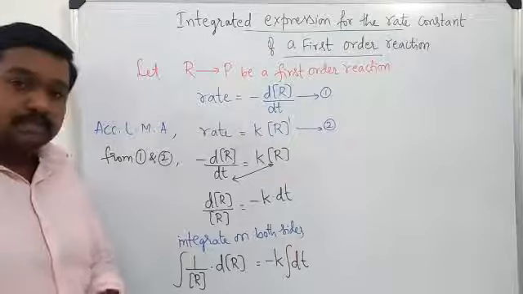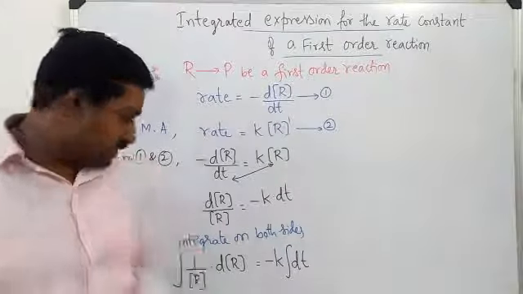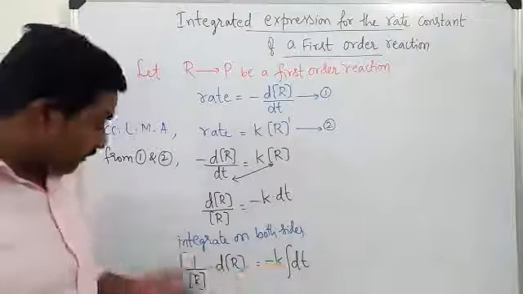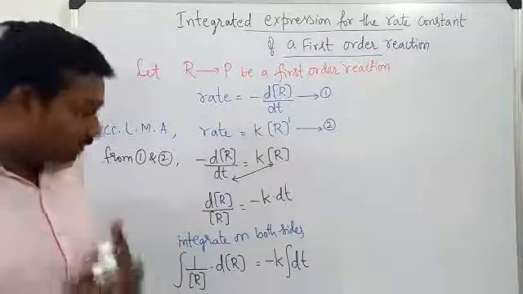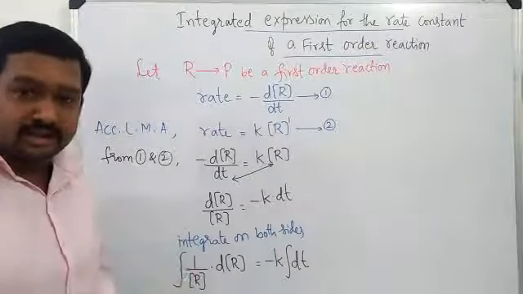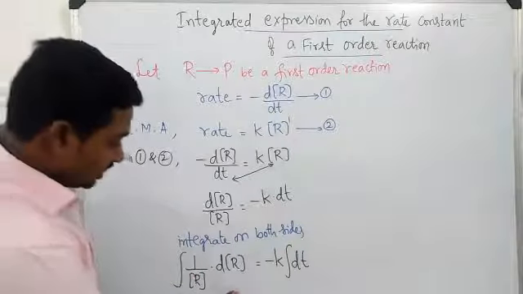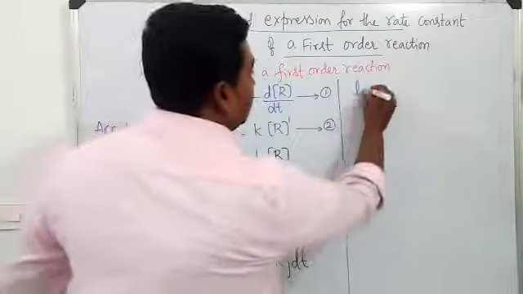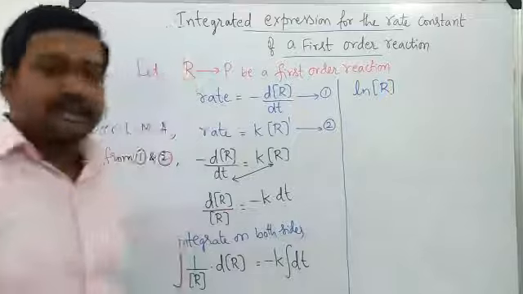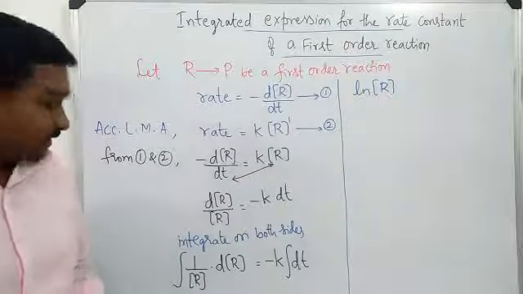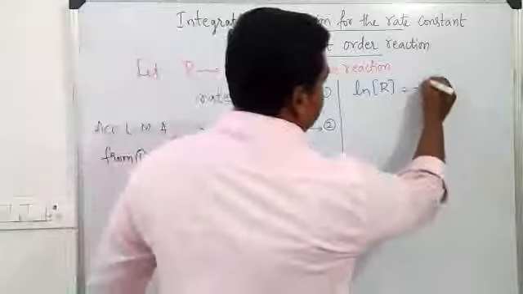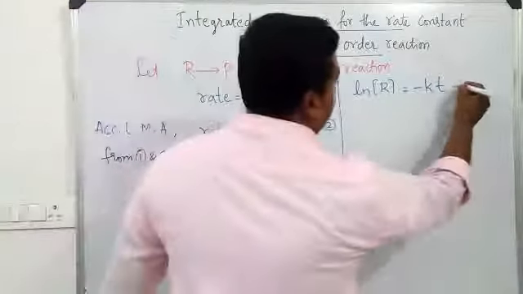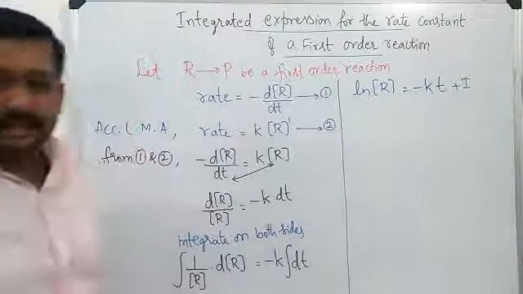Okay. Now from the principles of integration we have understood that 1 by R dR will be log R. So 1 by x dx or 1 by y dy, when we do integration we will have a log function in that. So on integrating this LHS, I will get ln of R. ln is natural log, that is log to the base e. So ln R equals minus k t. Integration of dt is t only, and we introduce an integral constant I.